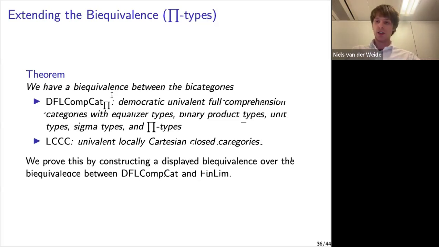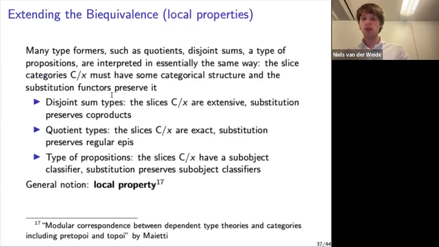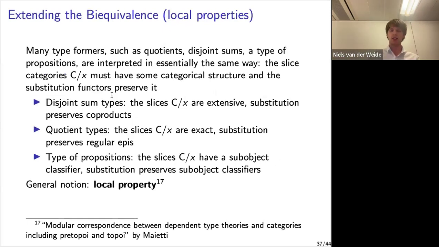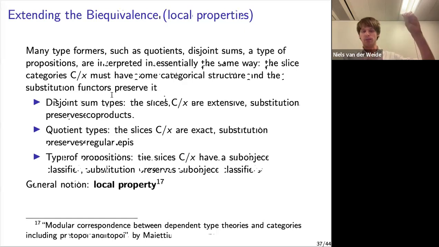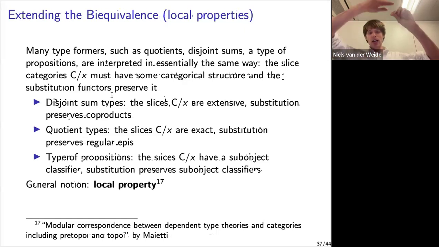And this is all done by Dybjer and Clairambault. They looked at finite limits and LCCCs, but we can also look at more extensions, and that includes more type formers. What is the main idea here? Let's say we want to interpret disjoint sums in a comprehension category. How are we going to do that? Every fiber has disjoint sums, so the fibers are extensive and substitution preserves coproducts.